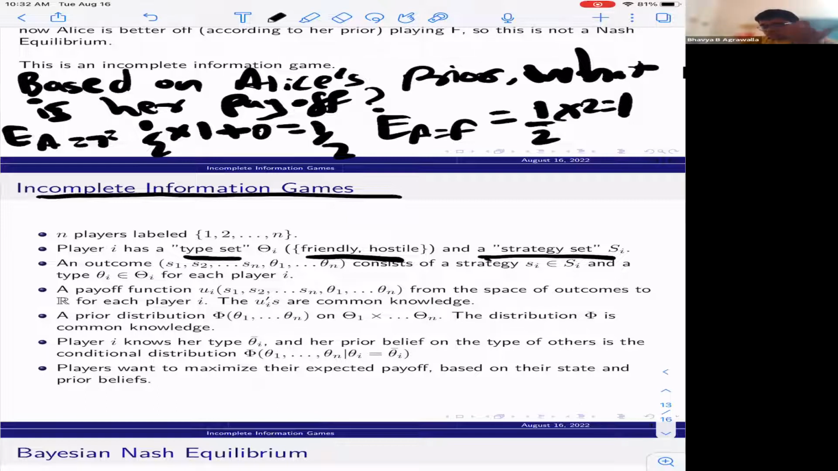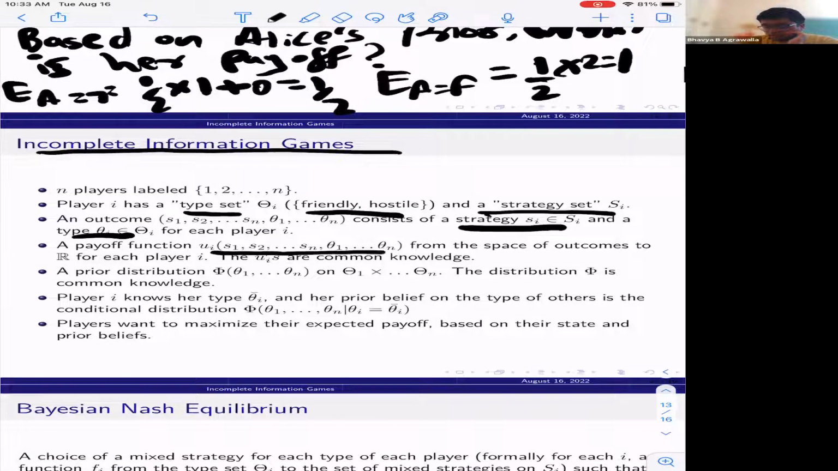Every player also has a strategy set S_i. No one knows the other players' types, but everyone knows everyone else's strategy set. An outcome consists of a strategy for each player and a type for each player. So in the outcome, it's revealed that this player had this type and is using this strategy. Then a payoff function is from this space of outcomes, which consists of a strategy and a type for each player, to real numbers. These payoff functions are common knowledge: everyone knows what player i's payoff function is, given everyone's types and strategies.